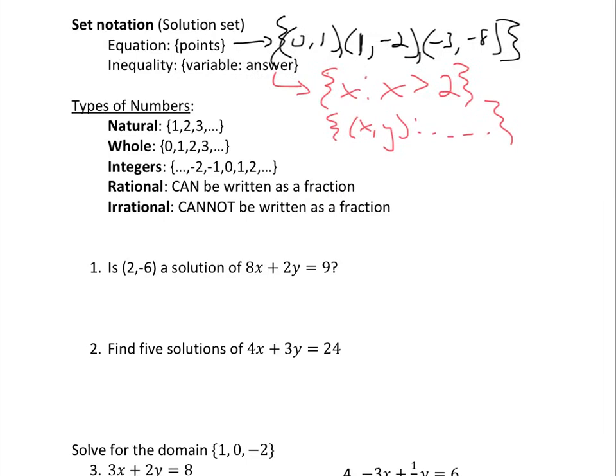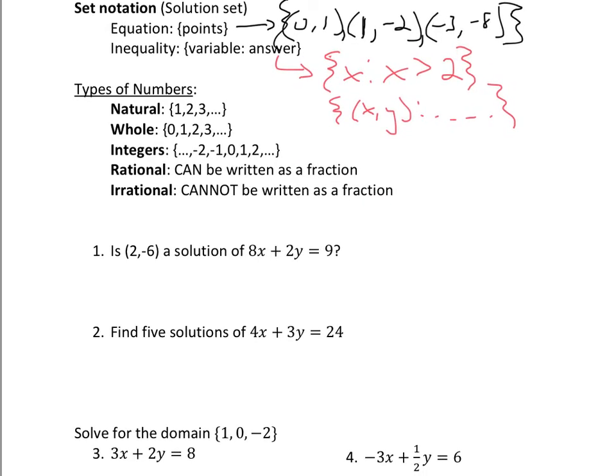Now, just the types of numbers, so you remember, this should be some review. Natural numbers are just the counting numbers, so you start with 1 and go on to infinity. Whole numbers are the same as natural numbers, but add 0. Integers are the same as whole numbers, but add all the negatives as well. Rational numbers can be written as a fraction. Irrational numbers cannot be written as a fraction. Any fraction or decimal that terminates or repeats is going to be rational. Anything else is going to be irrational.